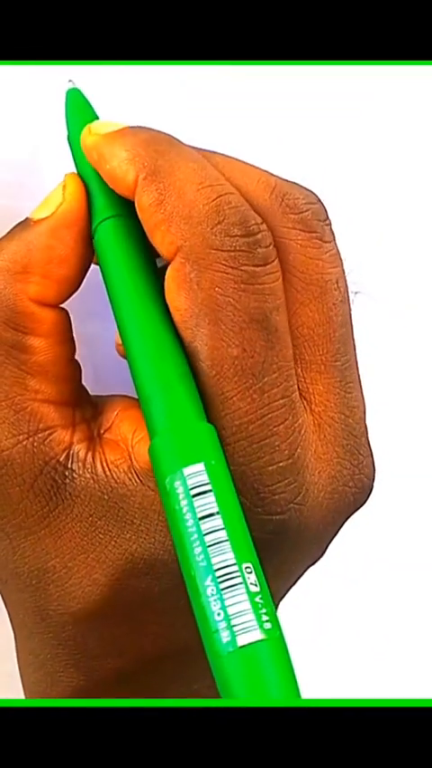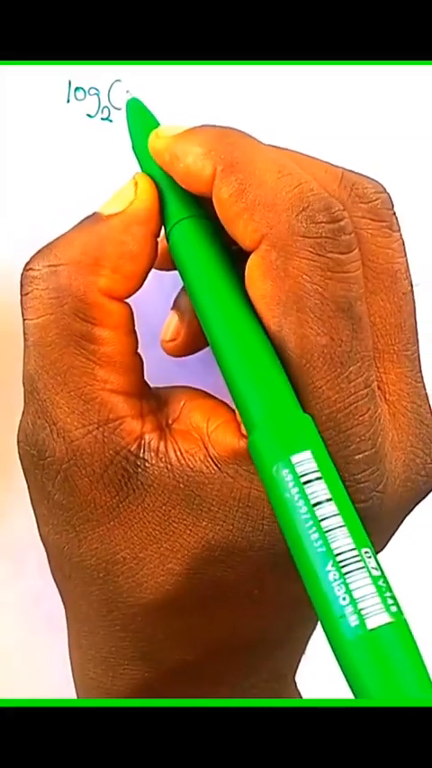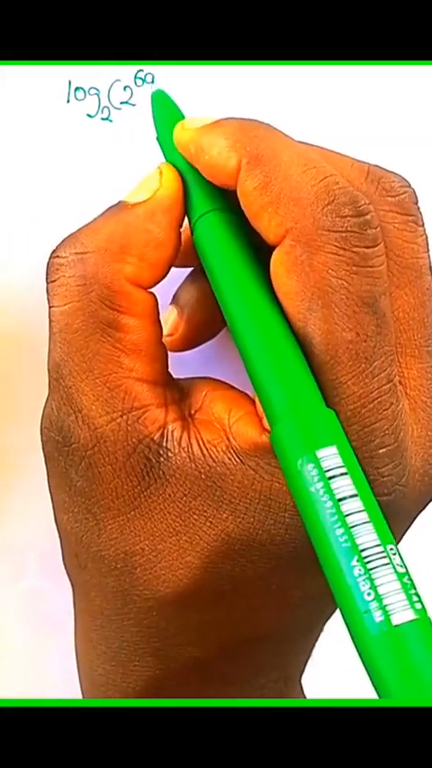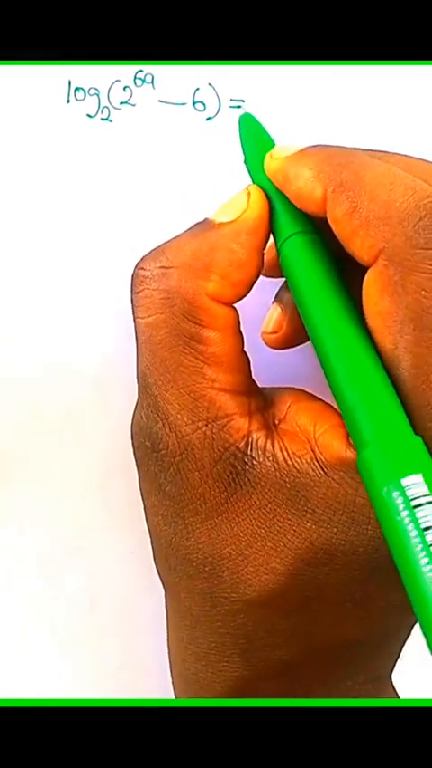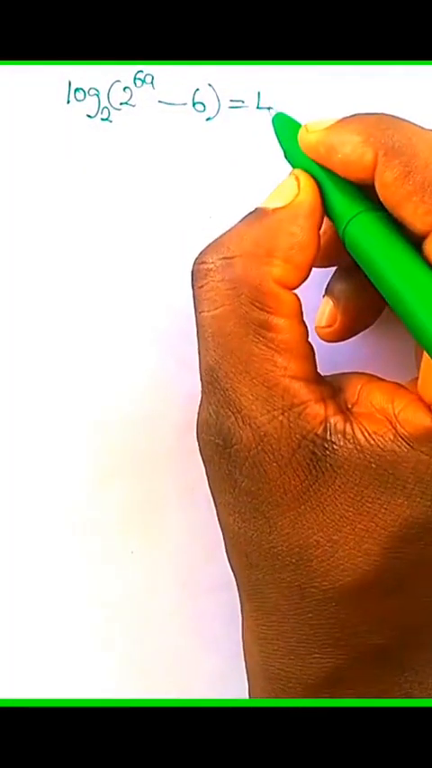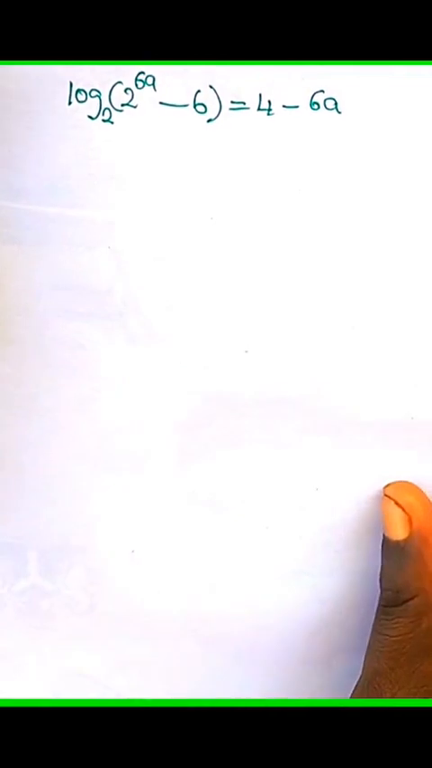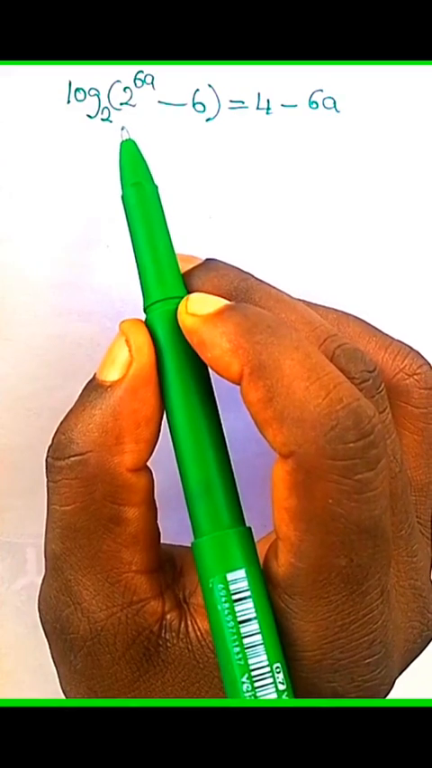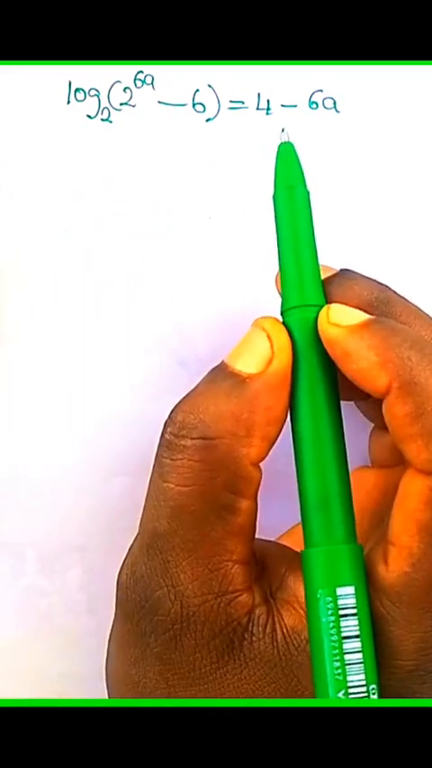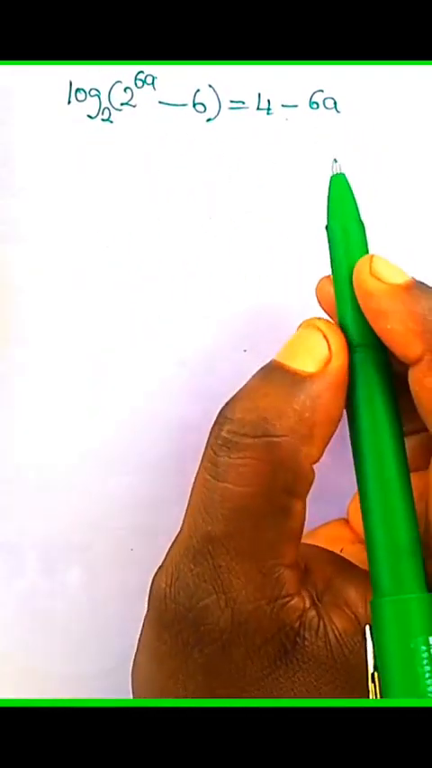Point here where you have log base 2 of 2 to the power 6a minus 2 minus 6 equals 4 minus 6a. So let us continue. We now employ the law of logarithm that says that the logarithm of a number is the power to which the base must be raised to give the number. So we now change this to index notation.